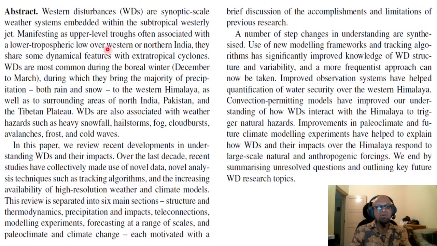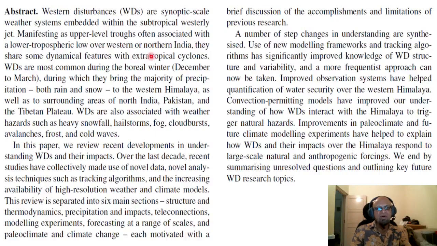Nonetheless, Western disturbances are synoptic scale weather systems embedded within the subtropical westerly jet. They are cyclonic systems. They are often referred to as originating in the Mediterranean, but they are different from the regular cyclones in their intensification processes, vertical structures, etc. And there are many details, so I'm just going to take all the figures and try to make the points and not read a lot of the text.